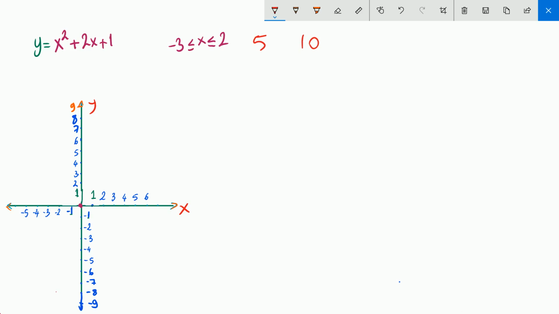Think about a number line. 5 is bigger than 2, so 5 is here, 10 is here, and 100 is too far off. So I cannot pick 5, 10, or 100 because they are not in between -3 and 2, and I also cannot pick -5.